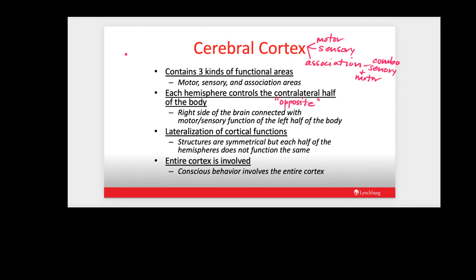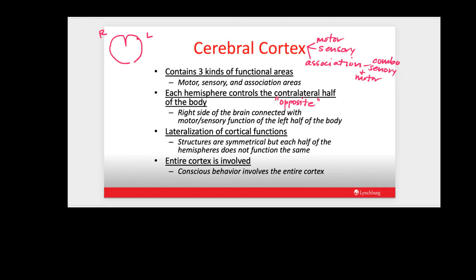Okay, so here's my brain again. I'm going to draw it in frontal plane view again. Let's say we're looking at this person from the front and they're in anatomical position. So this is going to be the left side of this person, and this is going to be the right side of this person.